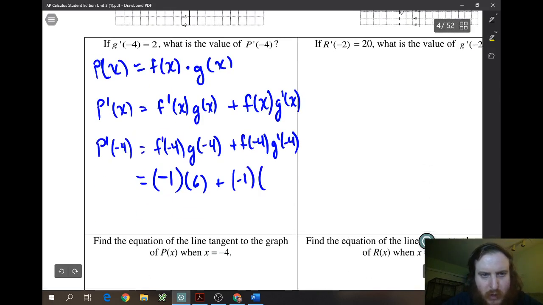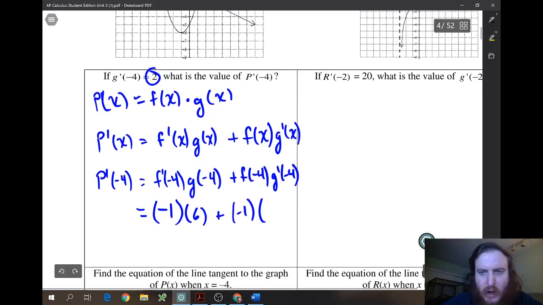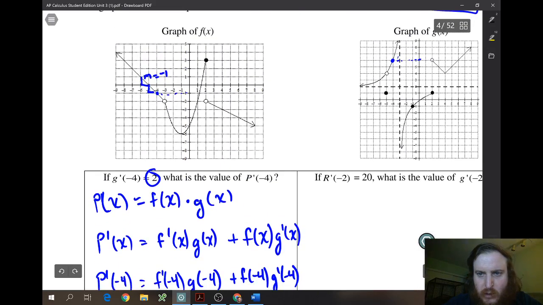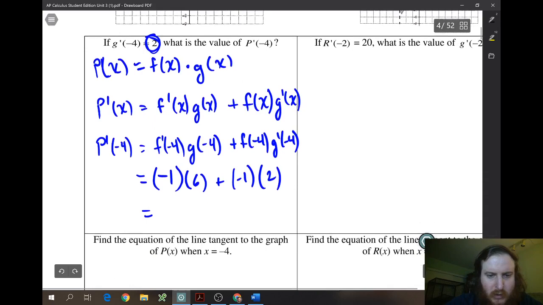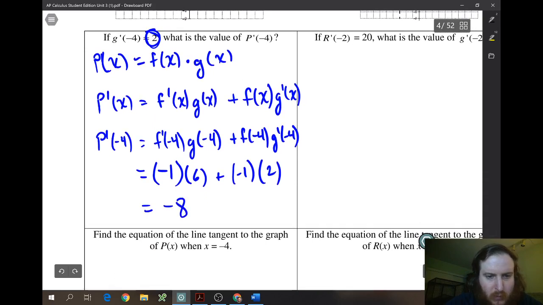And g prime of negative 4, well, I can't really tell from the graph because it's a curve, right? It's curving. But they gave it to us. They told us it was 2. So times 2. This is negative 6 minus 2 is negative 8.